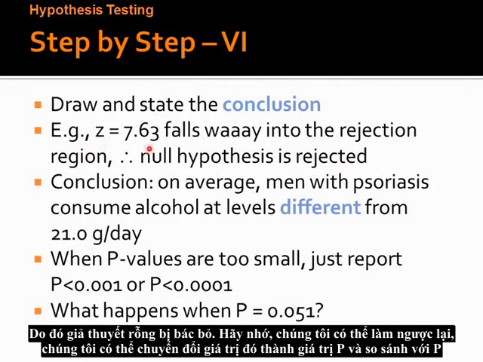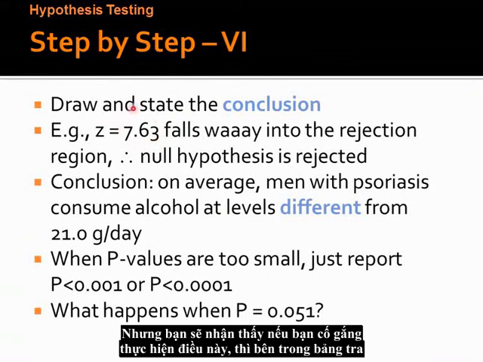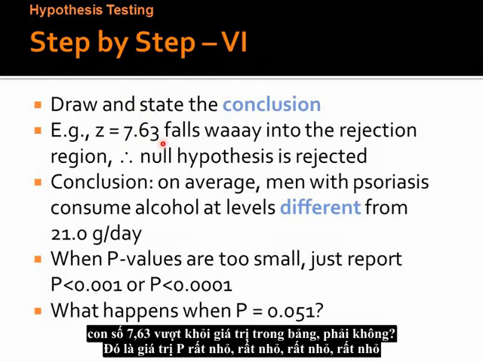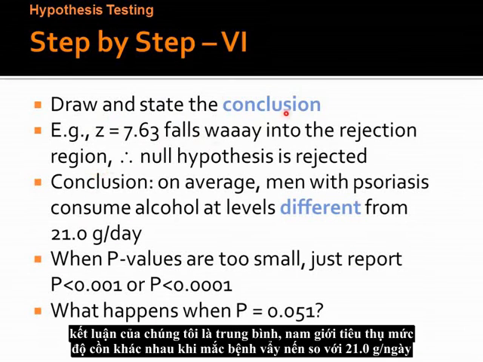Now remember, we could have done this the other way. We could have converted Z into a p-value and compared the p of this particular Z with our alpha value of 0.05. But you will notice, if you try to do this inside the lookup table, 7.63 is way off the charts. Right? It's a tiny p-value. So it's good to know both ways to do this, either through the p-value way or through the test statistic way. So, what's our conclusion?